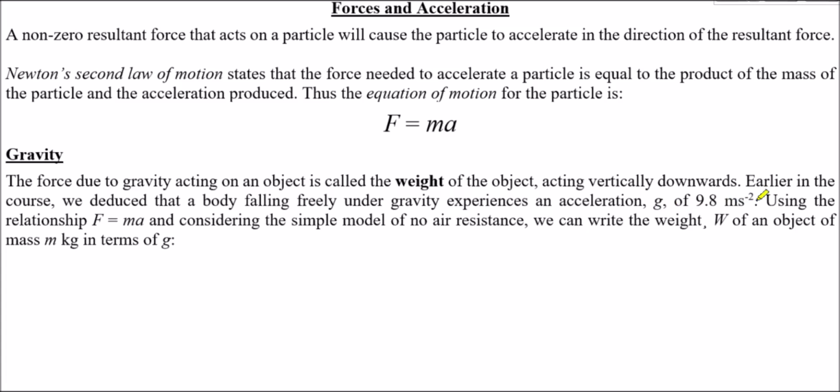However, what we can do here is use the relationship F equals ma and consider the simple model of having no air resistance. We can write the weight W of an object of mass m kilograms in terms of g. Just imagine an object of mass m falling down to Earth. The only force acting, if it's got no air resistance, is the force due to gravity, which is called, quite simply, its weight. So the only force acting is W.